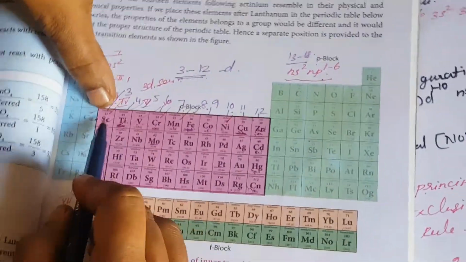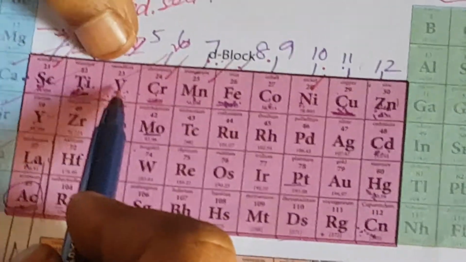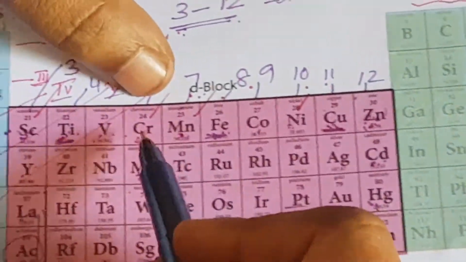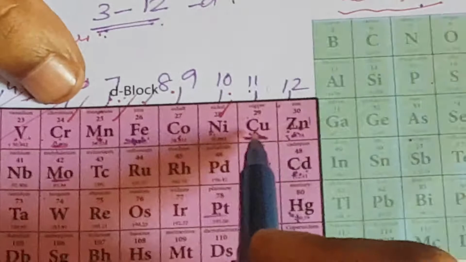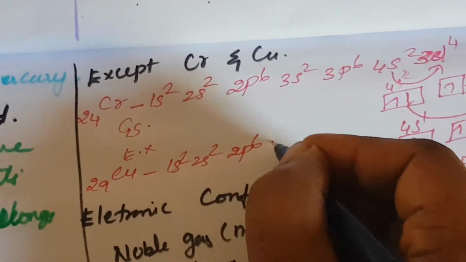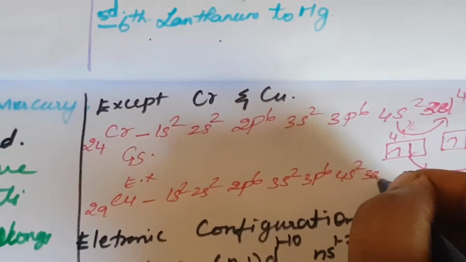Scandium, titanium, vanadium: this is 3d1, 3d2, 3d3, 3d4. But manganese and chromium are also half-filled. Then coming to copper, atomic number 29. How to write it? 1s2, 2s2, 2p6, 3s2, 3p6, 4s2, 3d9.